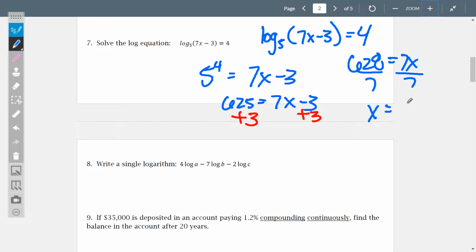And we get about, well, actually, I should probably just leave it as a simplified fraction. Yeah, I'm just going to leave it. But you could say that our solution here is 628 over 7, or you could round it to about 89.7. All right, either one of these is fine. The solution is not as important as the steps to get the solution.